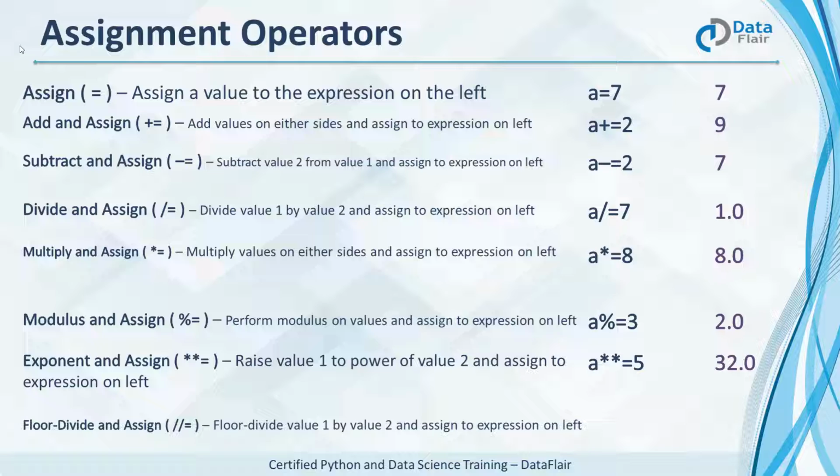Floor divides value 1 by value 2 and assigns the result to the variable on the left. A floor divide and assign 3. 32.0 floor divided by 3 is 10.0. A is now 10.0.